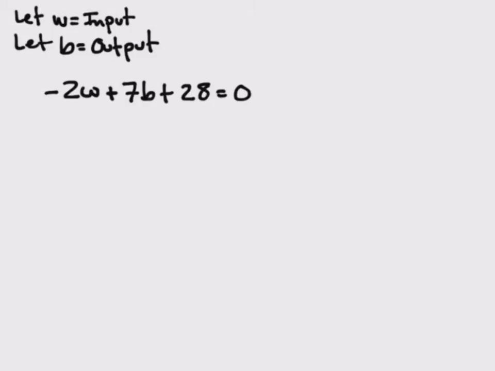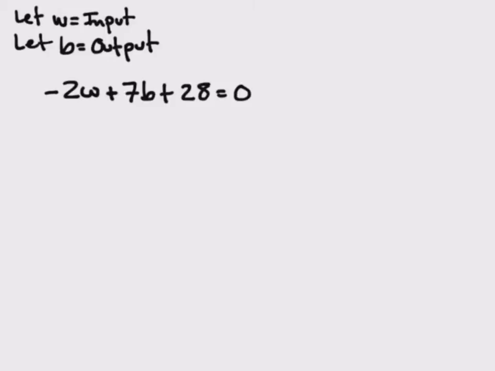All right, let's consider a new function whom we're going to name later. In this case, w is going to be our input, b is going to be our output, and this function's equation is negative 2w plus 7b plus 28 equals 0. Now what we'd like to do is write this function in function notation.